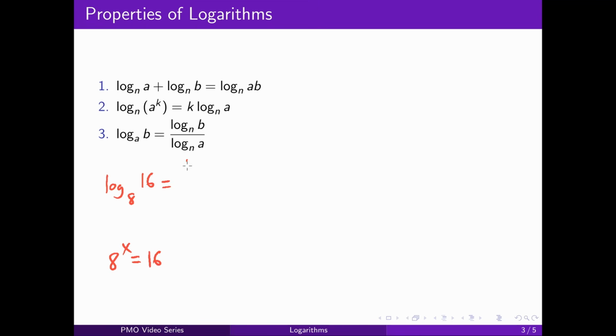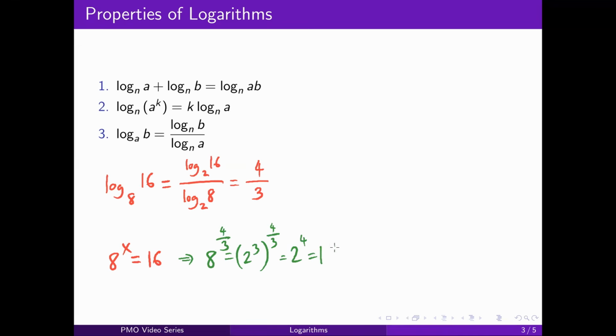So you can use the change of base property to rewrite this as logarithm of 16 base 2 all over logarithm of 8 base 2. And now it's easy to simplify each of these. And indeed, you can double check that 8 raised to 4 thirds equals 2 cubed raised to 4 thirds equals 2 raised to 4, which is indeed 16. So this is correct. And that's how the change of base property works.